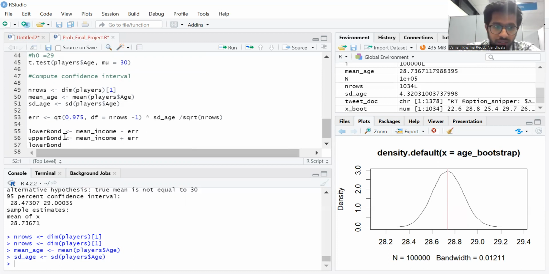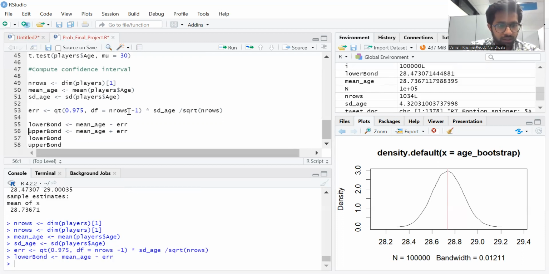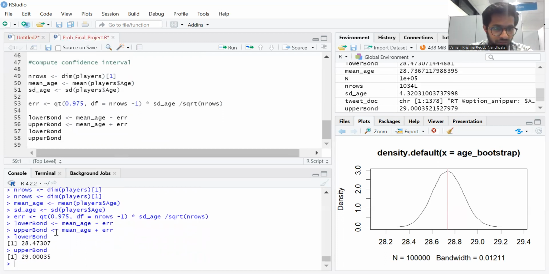So the marginal error, lower bound is mean age minus error. Sorry, this should be mean age. And upper bound is mean age plus error. Let me run this command and check the confidence interval. So 28.473072 to 29.0035. This is the way we manually calculate the confidence interval.